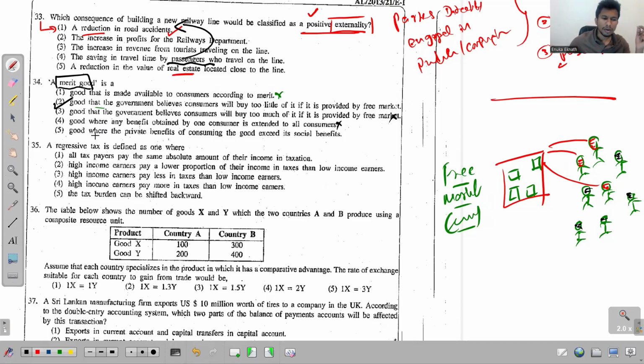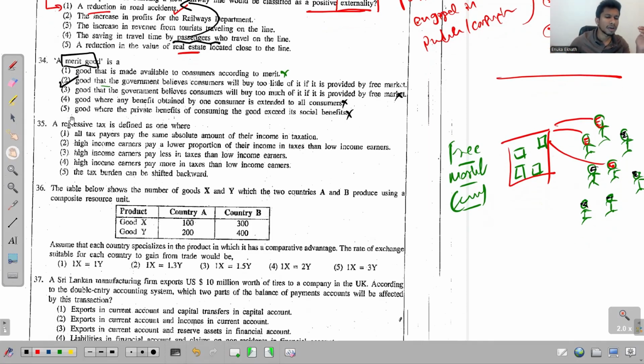The fifth one, goods where private benefit of consuming the good exceed its social benefit. No, it's the other way around. So this is also wrong. So for this question 34, second one is the answer.